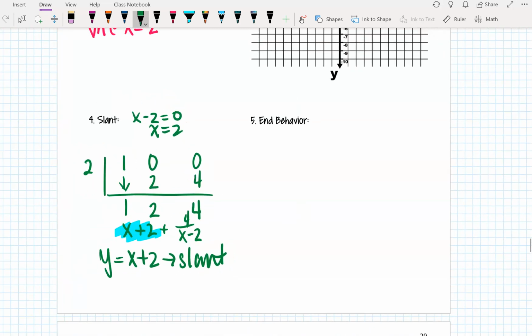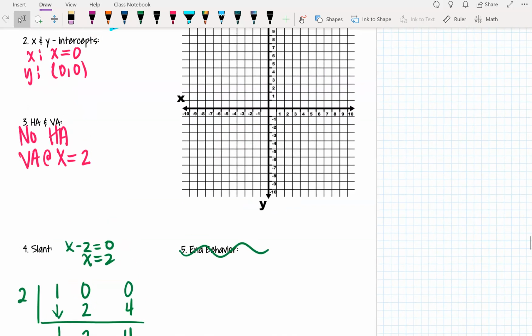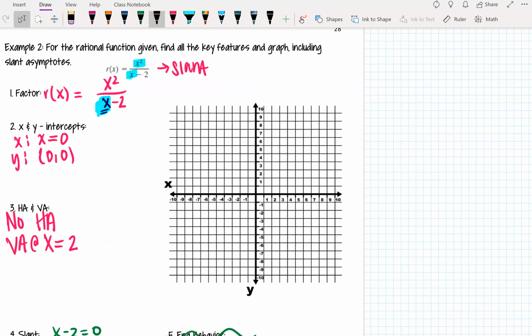Okay, so we're going to put in our slant. I'm not going to do end behavior. We're going to put in our slant, which is y equals x plus 2, so start at 2, slope of 1. Do your invisible dotted line for your asymptote. We have another asymptote at x equals 2.